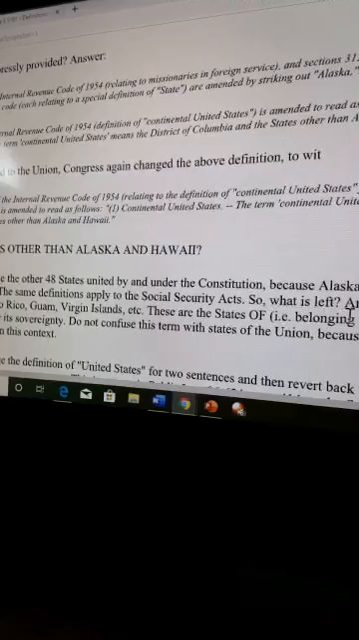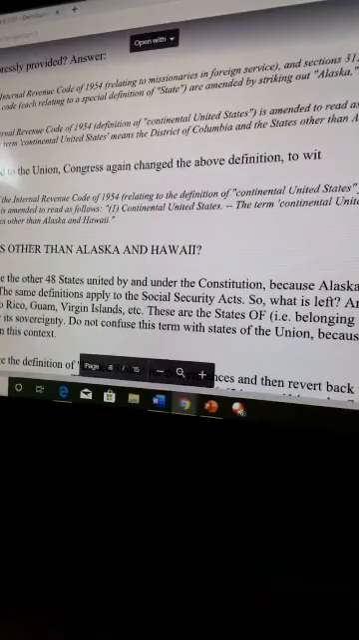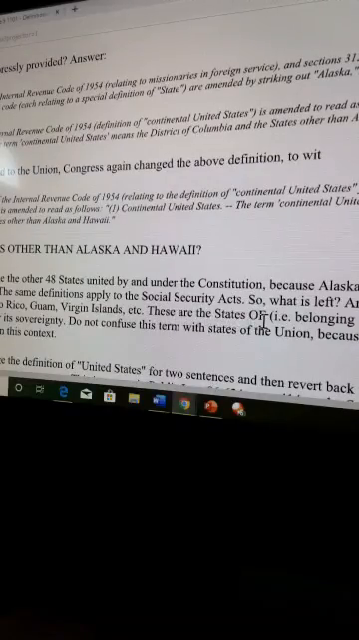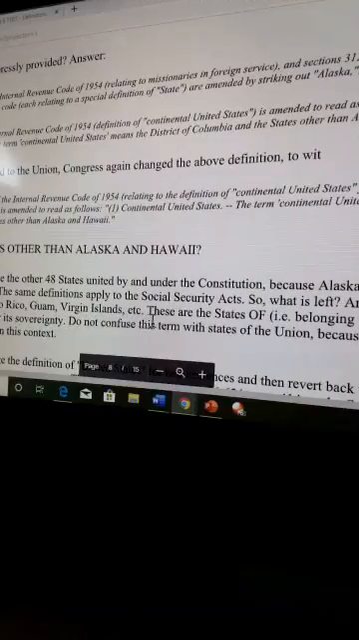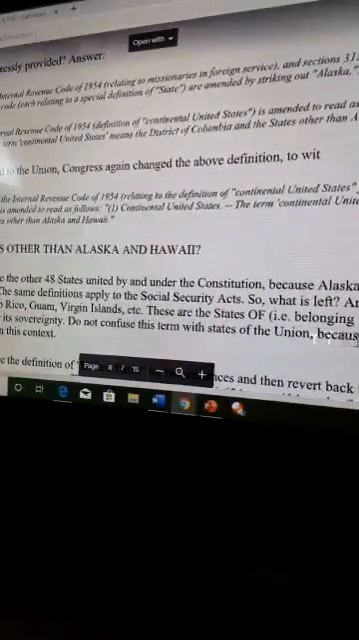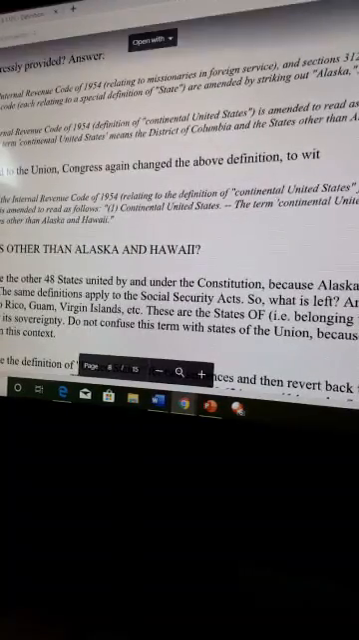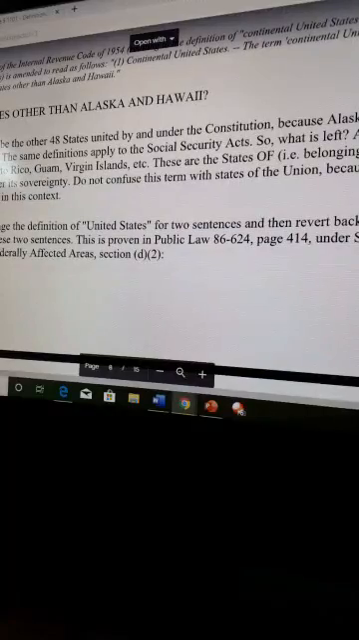So, what is left? The answer: the District of Columbia, Puerto Rico, Guam, Virgin Islands, etc. These are the states of, i.e., belonging to the United States, which is the District of Columbia, and which are under its sovereignty. Do not confuse this term with State of the Union, because the word "of" means belonging to in this context.